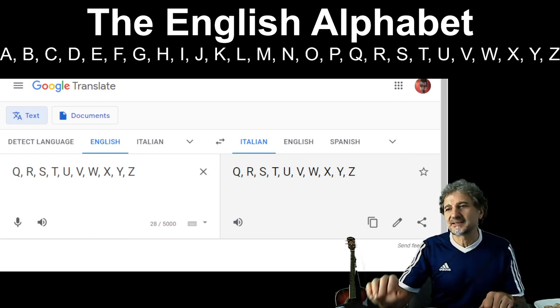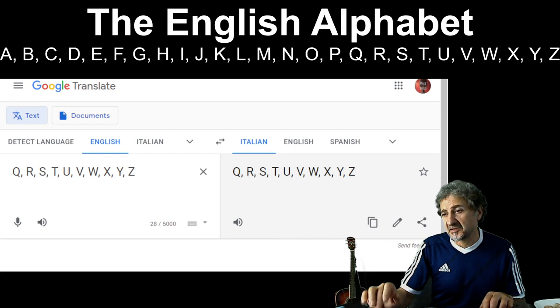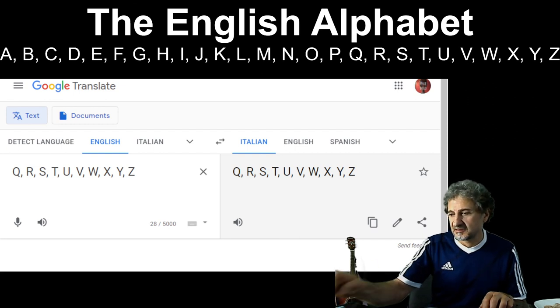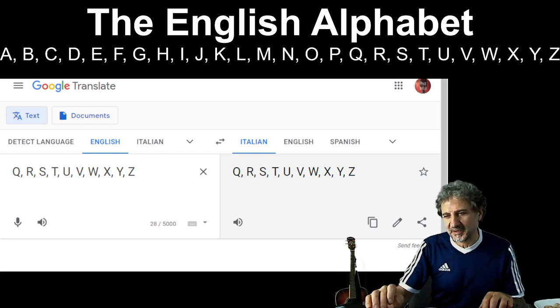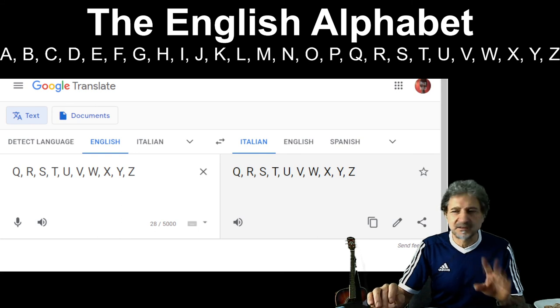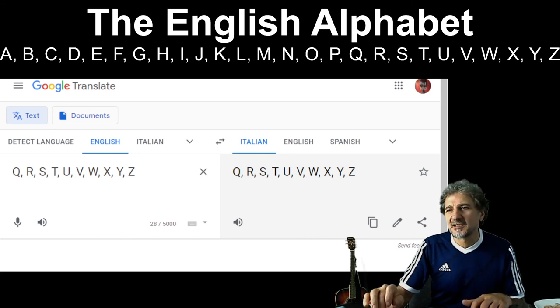Anyway, the X. Okay, what else with X? Let me see if there is any. I don't think there is much stuff with X. Oh, Xian Lim's a singer. And that's all. Let's leave it like that. We're done with the X. Let's move on. Y.